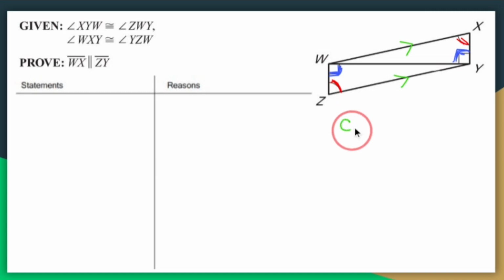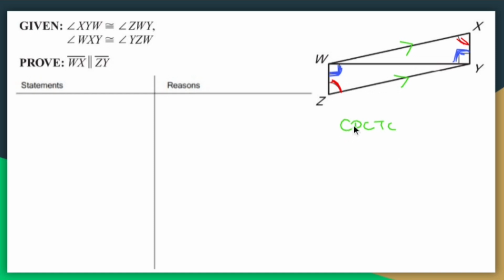There is a rule called CPCTC: corresponding parts of congruent triangles are congruent. Whatever. What that means is if I give you two triangles that are congruent, I can say that these sides are the same, and these are the same, and these are the same.